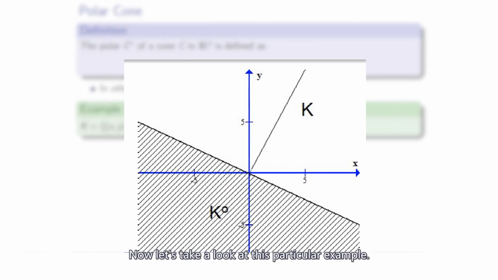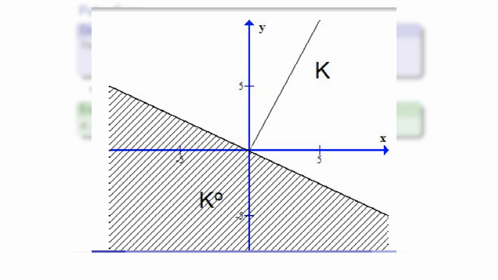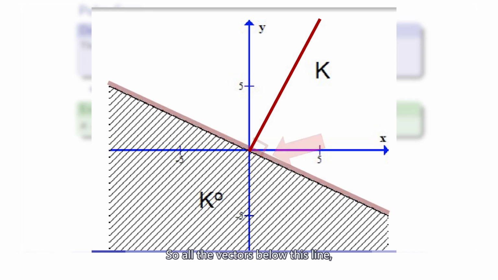Now, let's take a look at this particular example. We have a cone K here, which is a ray actually. If we try to find the polar cone, we just need to take the vectors which form the angle of half pi here. So this is half pi here, and this is half pi here. All the vectors below this line form the polar cone.